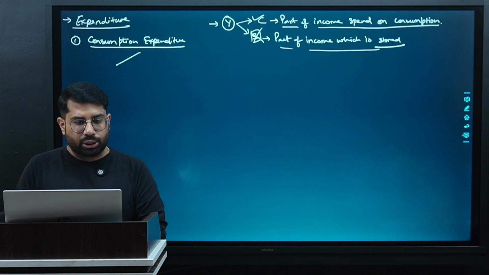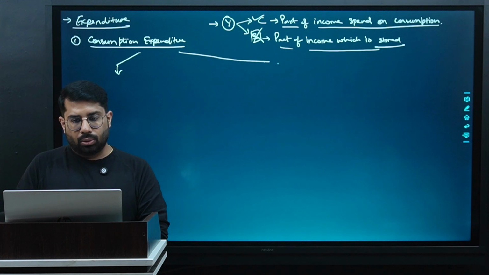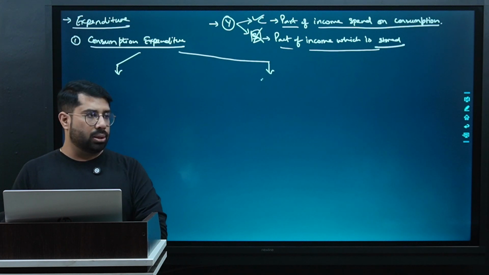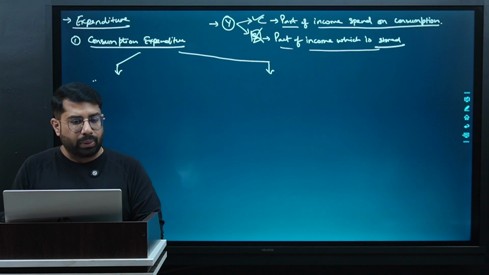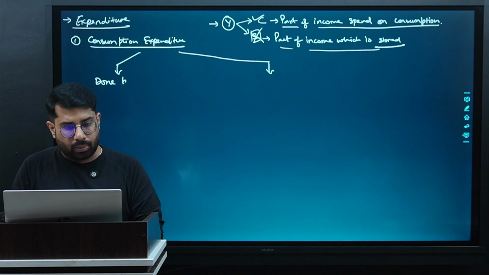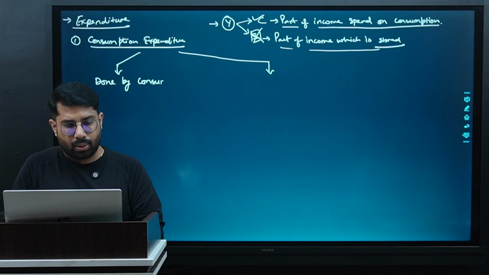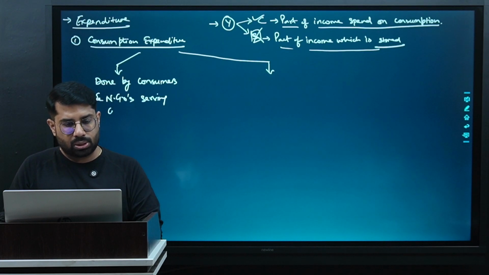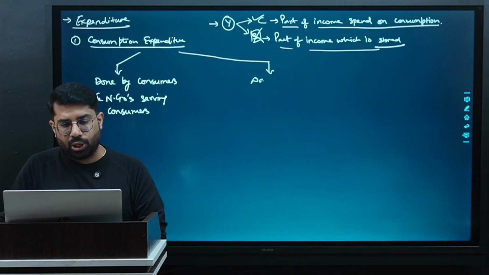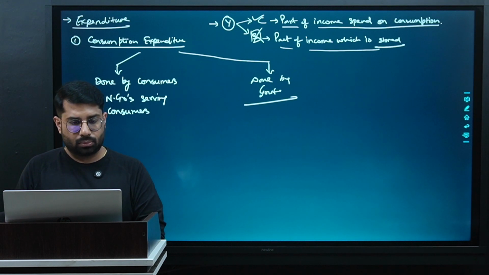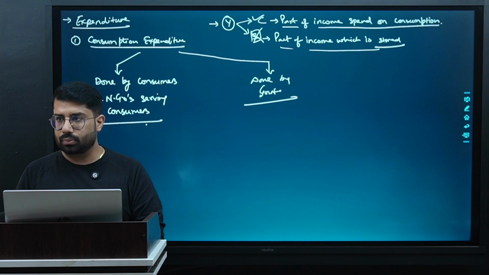But this consumption expenditure, for the sake of expenditure method, will be of two types. Okay? Consumption expenditure done by consumers and NGOs serving consumers, and second, consumption expenditure done by government. Clear? Yes? Yes, sir.